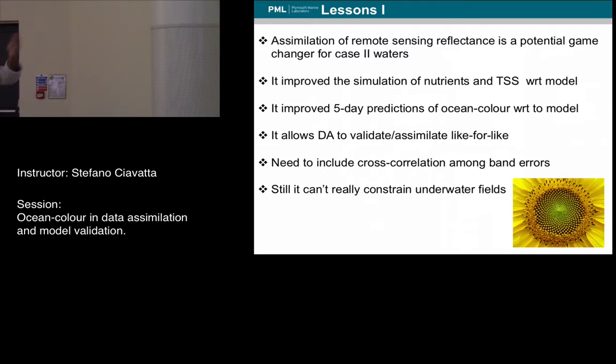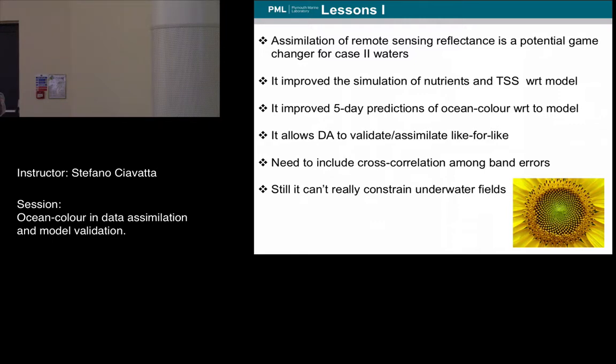Because, okay, we show that at scale it's nice, it improved the 5-day prediction. It allows the comparison of like to like, because if we are looking at chlorophyll, our model, for example, maybe is not representing all the functional types in the system. Maybe I'm not modeling dinoflagellates because my model is not capable, while ocean color sees also that chlorophyll. So if I compare chlorophyll, maybe there is this problem of difference in kind that I mentioned at the beginning. If I'm assimilating remote sensing reflectance, in theory, I'm avoiding this problem. Just in theory, I think, and we will see why.